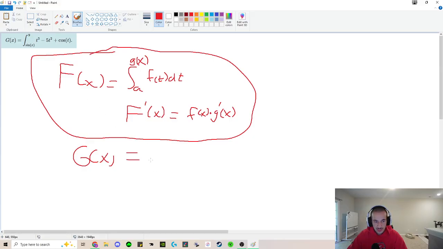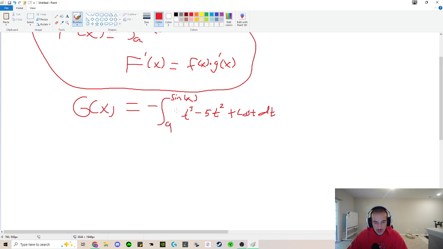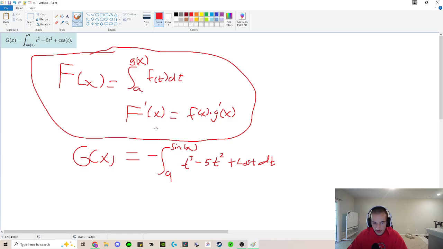We're going to say g of x is going to be negative integral from 9 to sine x of t cubed minus 5t squared plus cosine t dt, right? So now, what do we do? G of x, we've got this guy. So now we can just do our formula, right?